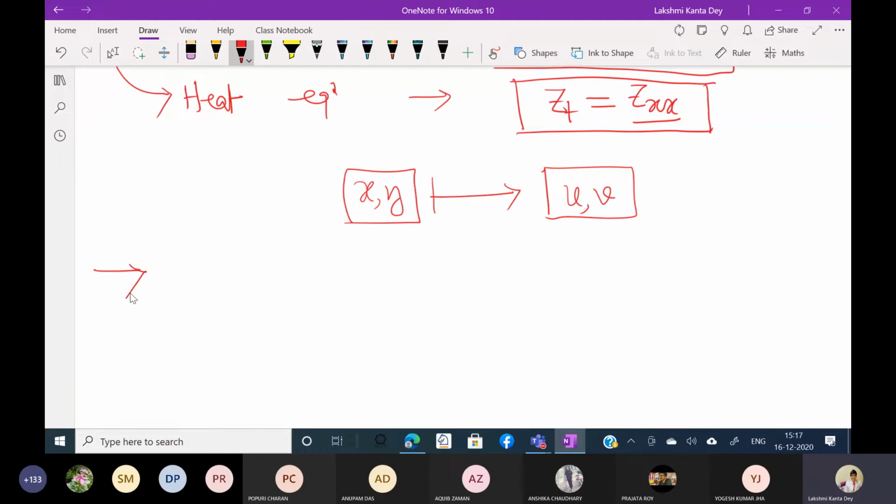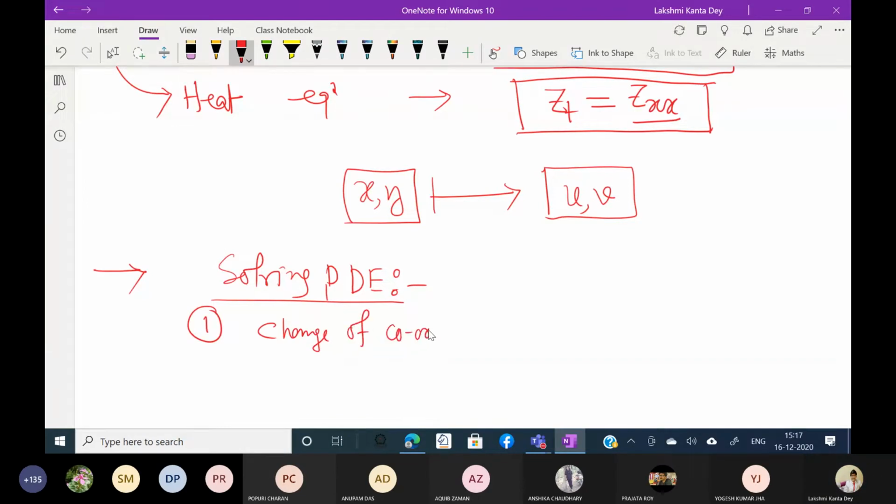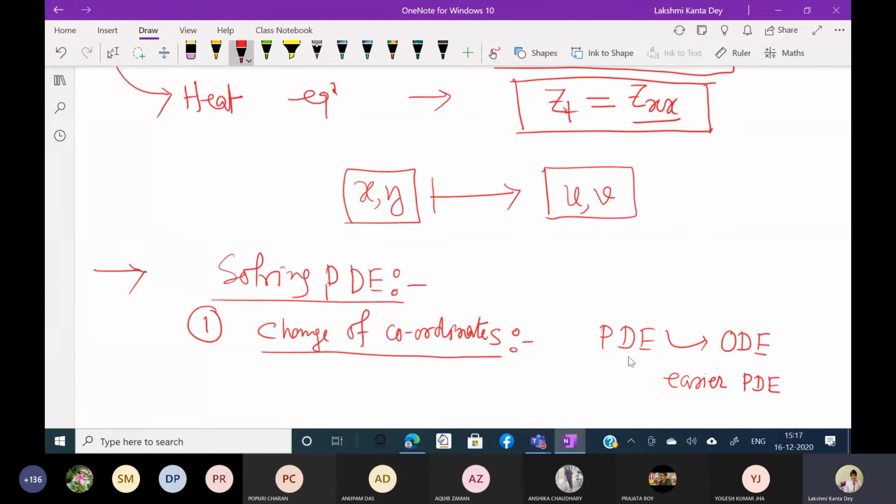And then I would like to discuss certain methods and techniques for solving PDE. Number one is change of coordinates. By changing coordinates, a PDE can be changed to an ODE or to an easier PDE. The PDE is there, but we can change it to some PDE which is easier than the original one. So that will help to solve the PDE.